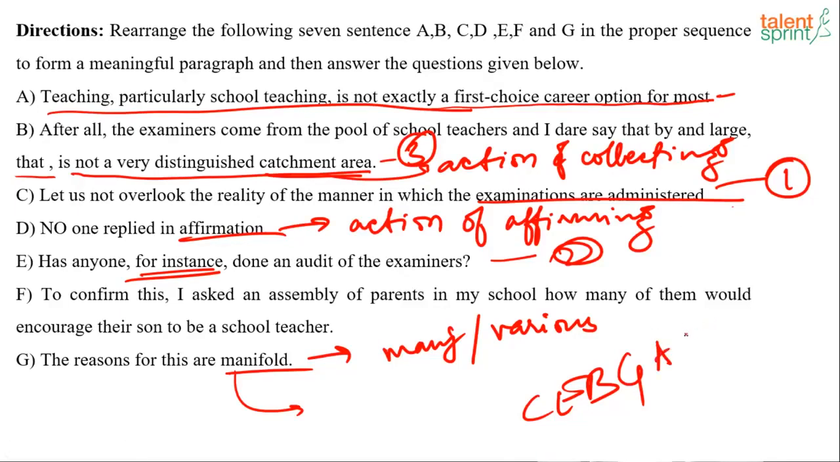And yes, like you said, someone said F and D is a mandatory pair. To confirm this, I asked an assembly of parents. So yes, none of them replied, no one replied in affirmation. That means no one said yes, they want their kids to become school teachers. So F and D is a mandatory pair. So the order will be C, E, B, G, A, F, D.